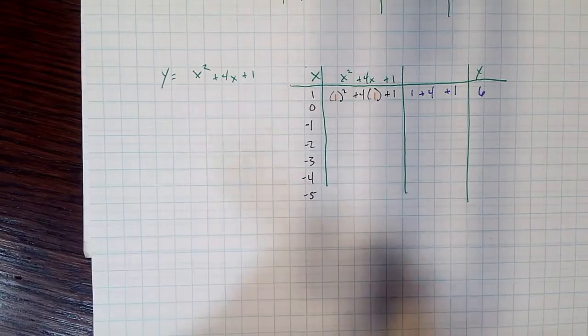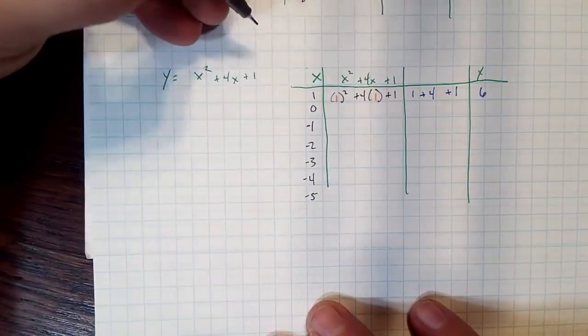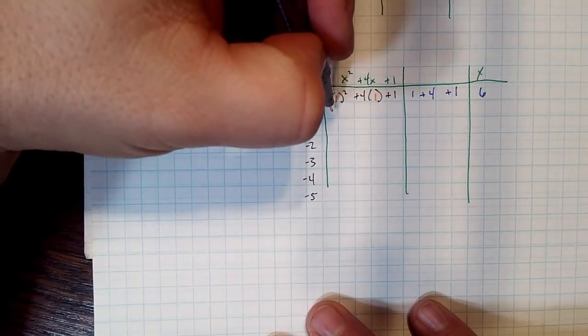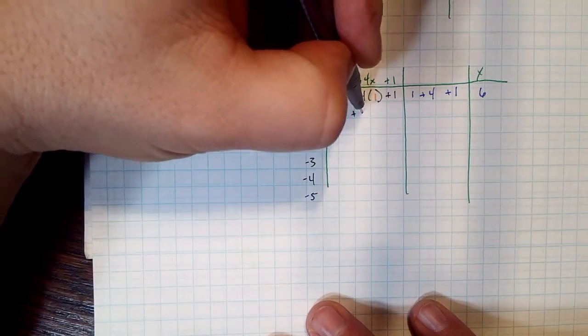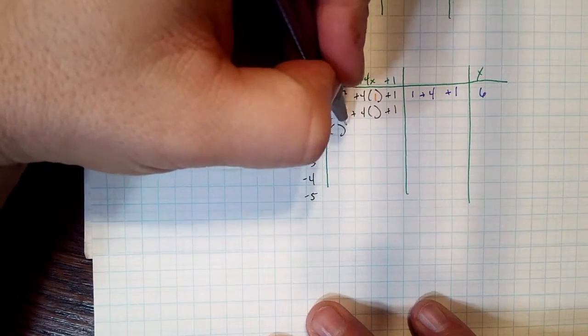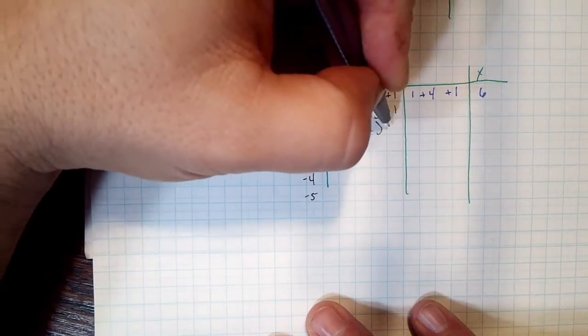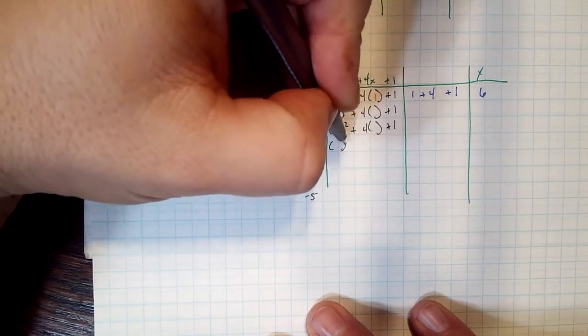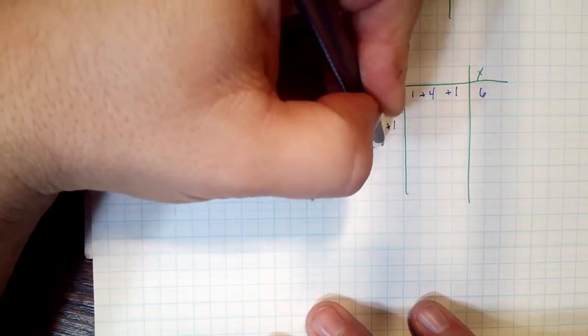All right, I'm going to write out my equations just to save myself some time. So I'm going to say parentheses squared plus 4 parentheses plus 1, for each of the remaining rows.